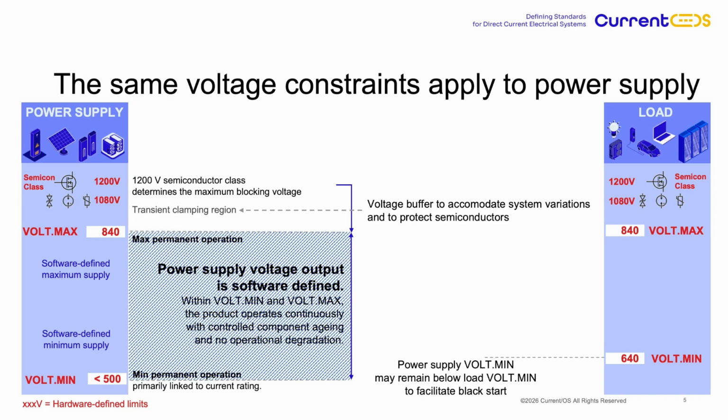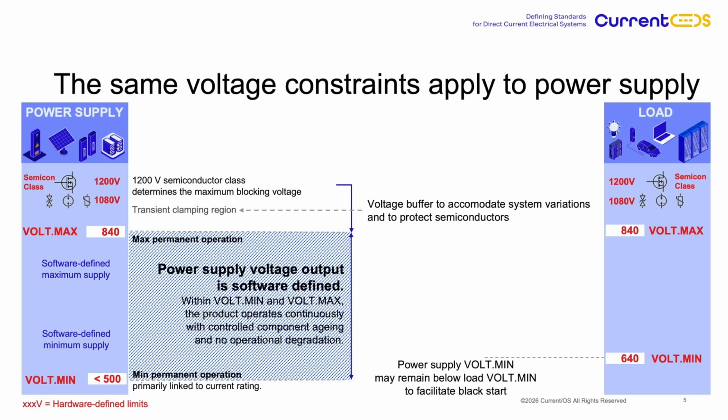These considerations regarding loads also apply in the same way to power supplies and energy sources. Here again, there is a permanent operating voltage range. This operating range naturally remains below both the semiconductor operating class voltage and the threshold voltage of the protection and clamping systems. In this example, the 1200 volt semiconductor class and the 1080 volt transient clamping region define the upper hardware protection boundary. The power supply provides a software-defined, continuous operating voltage between volt.min and volt.max.